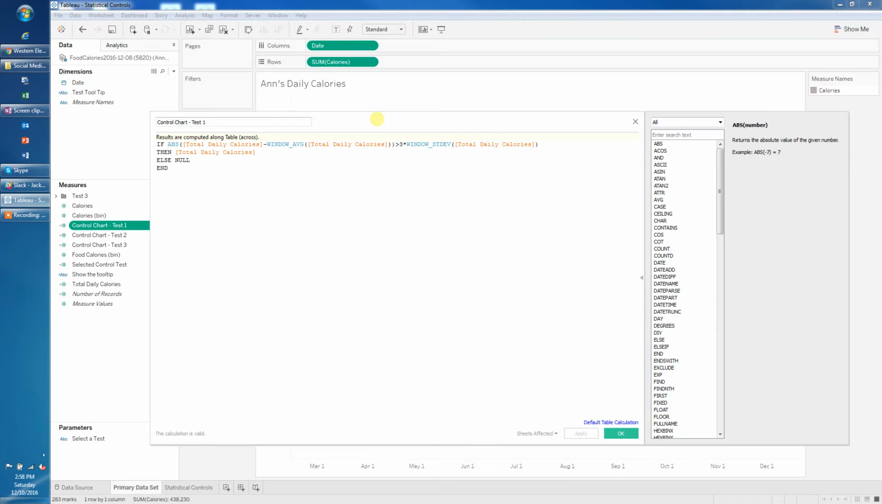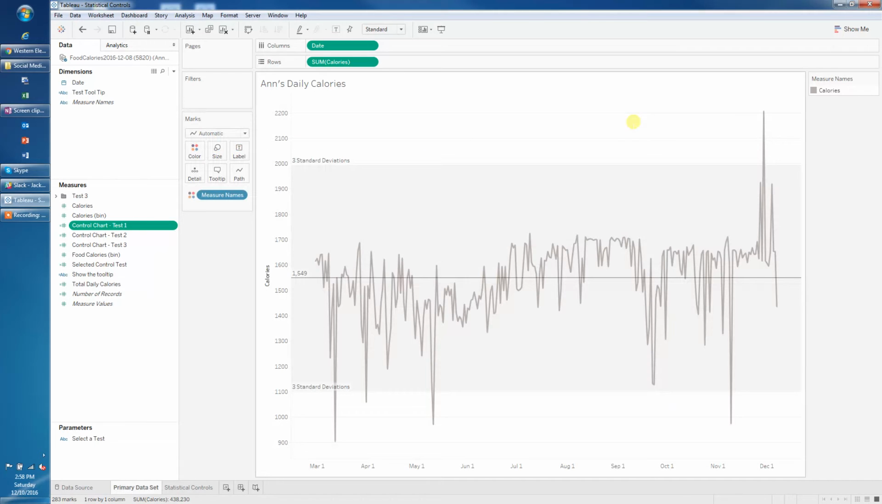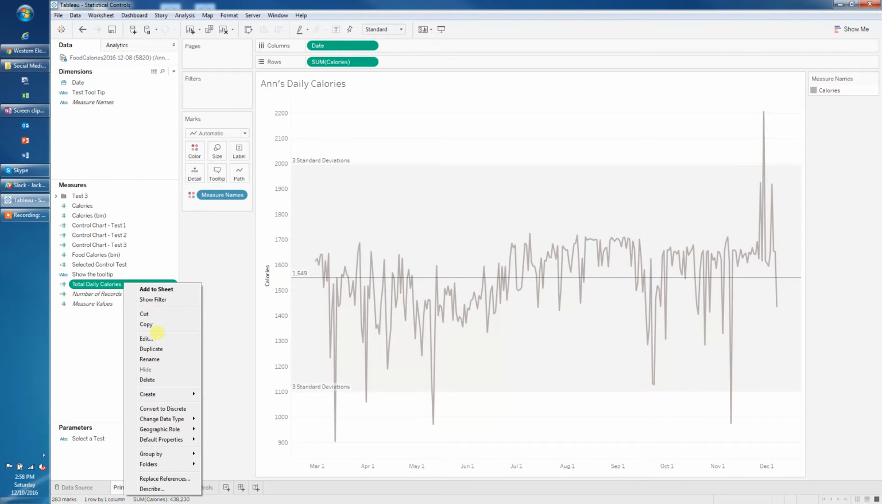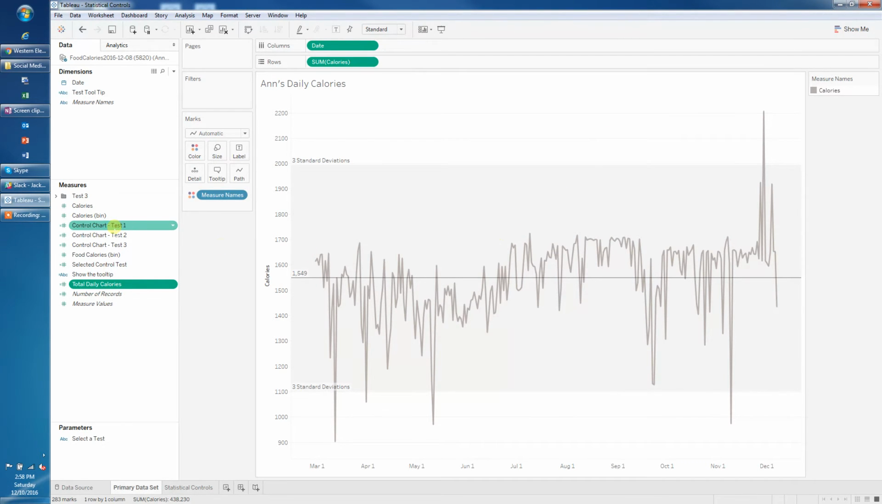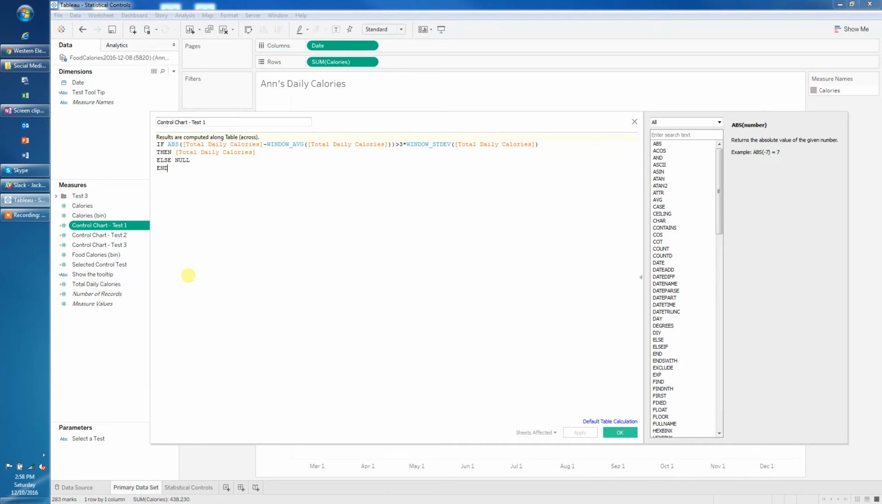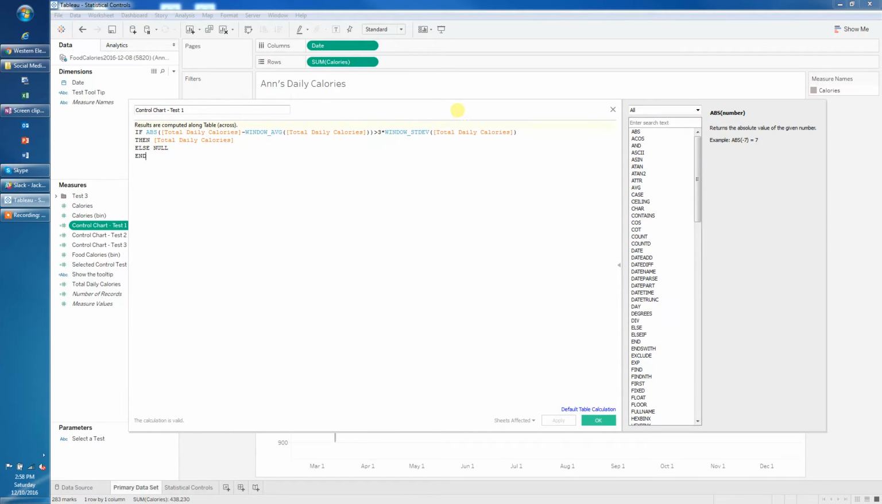One side tip as we do this: you'll notice that this is called total daily calories. That's my data point, and I've pre-aggregated it as its own calculated field just so that I don't have to tack on the sum to my first value, which is just my calories. Instead, I've created another calculated field, so it makes it a little bit easier as I'm walking through these calculations. Okay, so here's test one. Again, it's any data point that's plus or minus 3SD from the average.